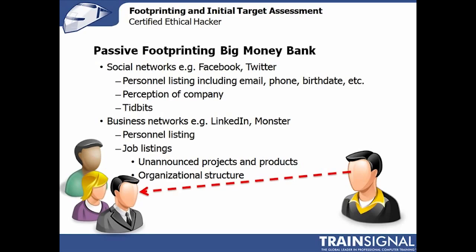great information. For example, just looking around on Facebook, you can find employees of Big Money Bank, and you can usually get pretty rich information about them, about where they live in general, phone numbers, email addresses, birthdays, what they think of the company. Do they love the company? Do they hate the company? Do they love their boss? Do they hate their boss? All kinds of great information that will come into play later, whether it's with a technical attack or with a social engineering attack against the person themselves.